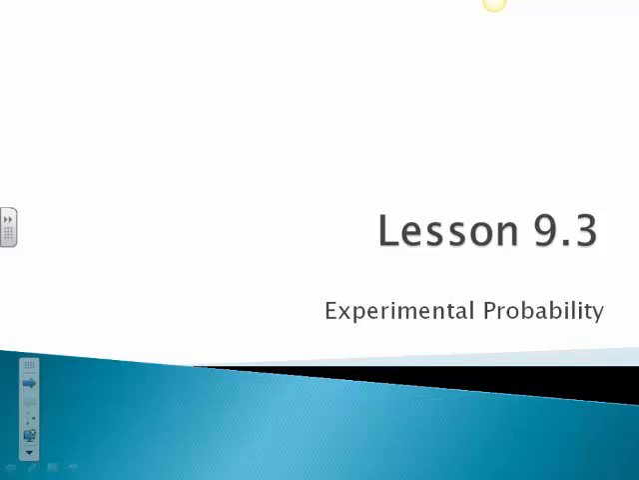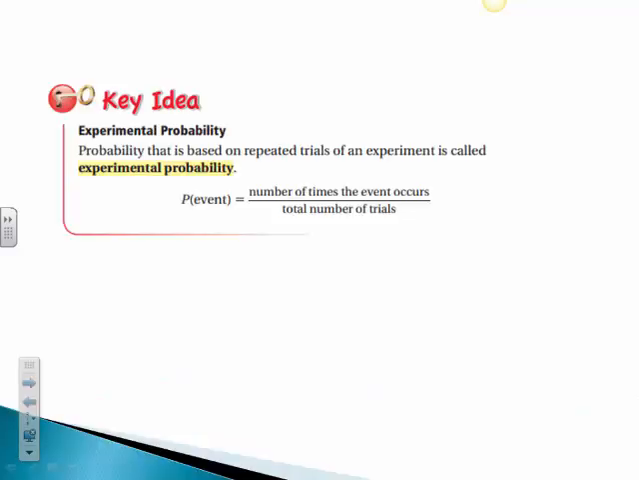Hey guys, this is lesson 9.3, experimental probability. So lesson 9.2 was talking about theoretical probability, which I mentioned was when everything works out perfectly. But things don't always work out the way that you hope. So experimental probability is the probability based on repeated trials of an experiment.